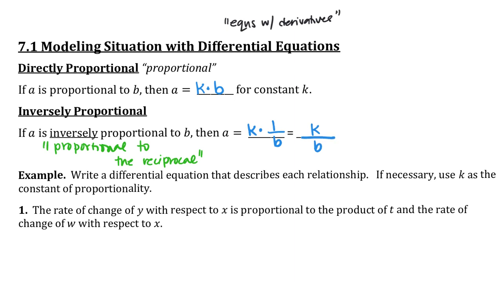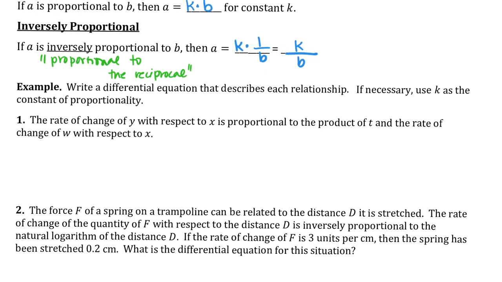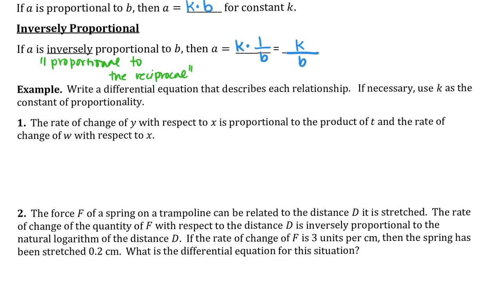Okay, let's go ahead and try this. We're just going to be translating them pretty much. For these examples, I'm going to write a differential equation that describes each relationship. If necessary, I will use k as the constant of proportionality. So sometimes I'm going to leave k in my answer, but when possible, I will solve for k so I don't have to leave it in my answer. I'm going to read the whole question and then we'll go back and translate it.